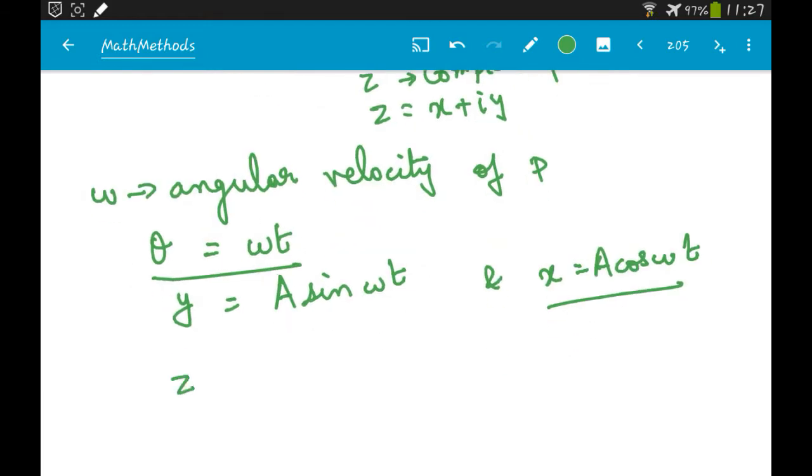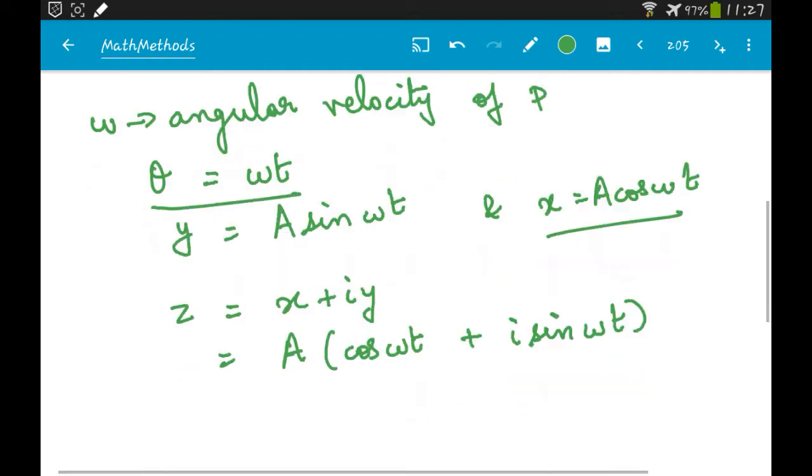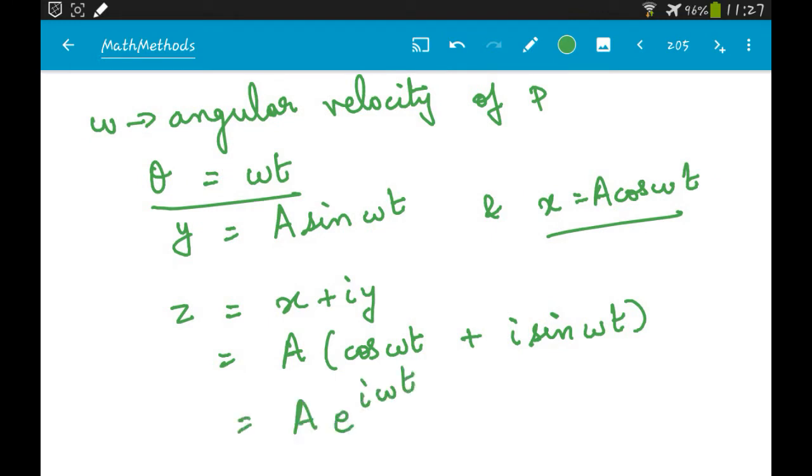If we write z in terms of x plus iy, we will have A cos omega t plus i sin omega t. Now using Euler's formula, this is nothing but A e to the power i omega t. So this z represents your entire periodic space where a point is moving in a periodic fashion.